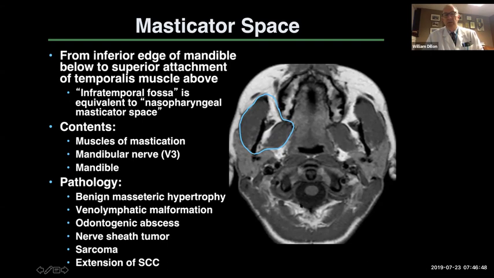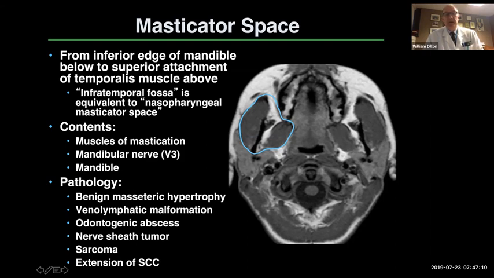This is a T1 weighted MR scan. And it contains the muscles of mastication, so the masseter muscle, the medial and lateral pterygoid muscles, the temporalis muscle. Here you see a small slip of the temporalis muscle. Here's the lateral medial pterygoid muscle coursing down towards the angle of the mandible. And of course, the mandible and teeth itself.